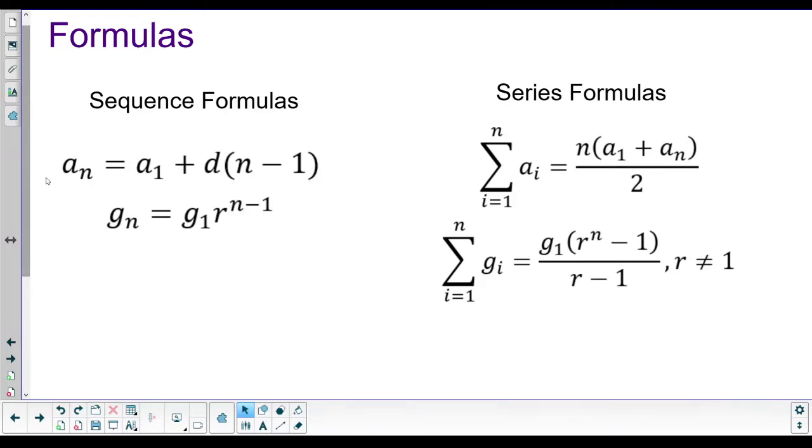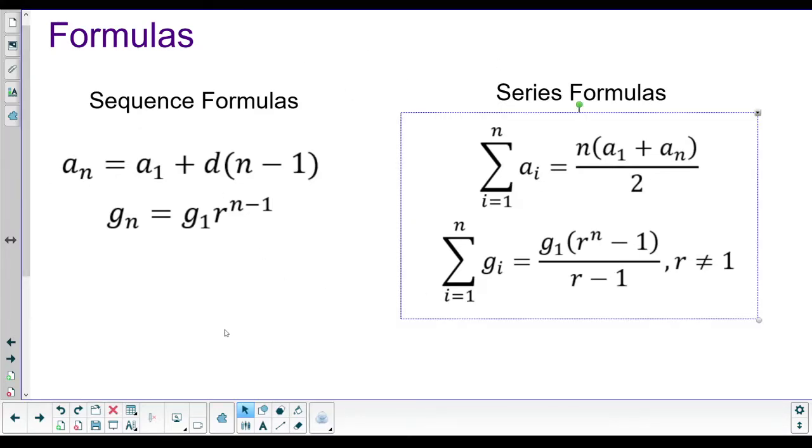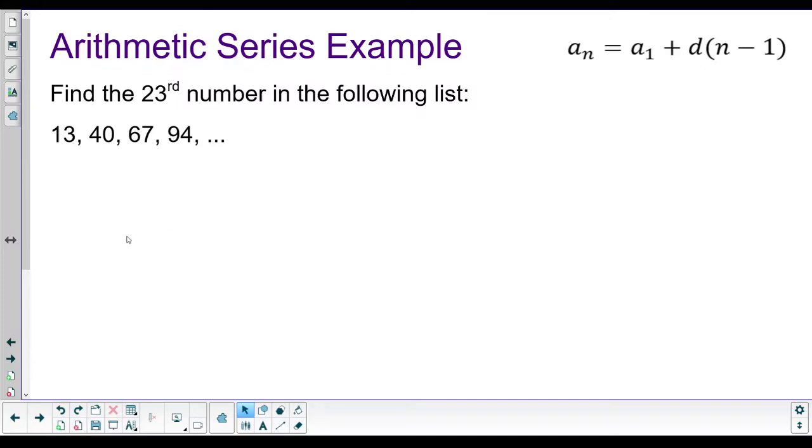Let's go look at some examples to really teach you how to use these. Okay. So we're just going to go through in order. We'll start with the series, then we'll do some sequences. Okay. So we want to find the 23rd number in this list: 13, 40, 67, 94. So what we need to do is find the first term, the thing we're adding each time, and which term number we want to get. You need those 3 pieces of information to be able to solve these problems. Then we'll plug them into this, and that will give us the 23rd term.